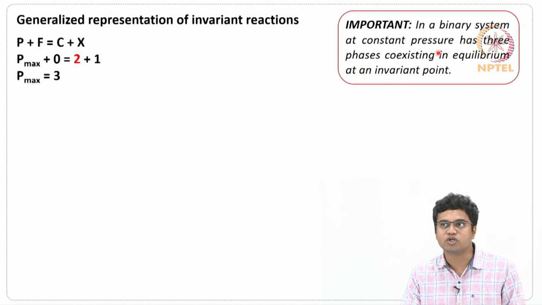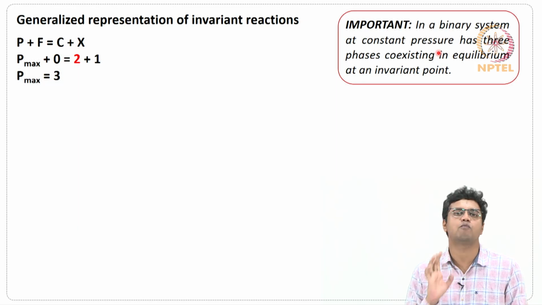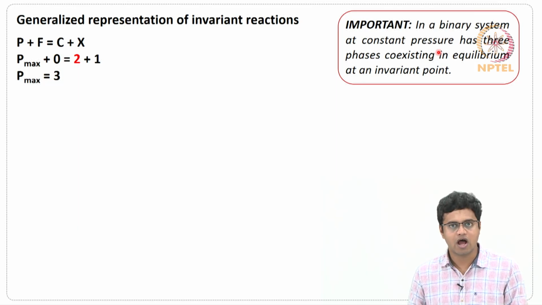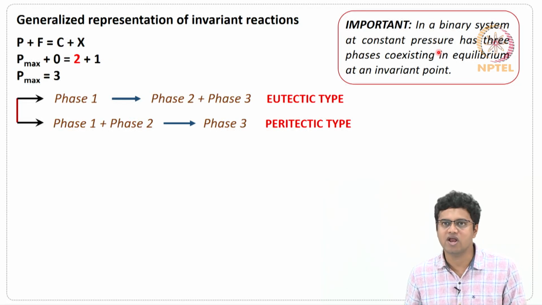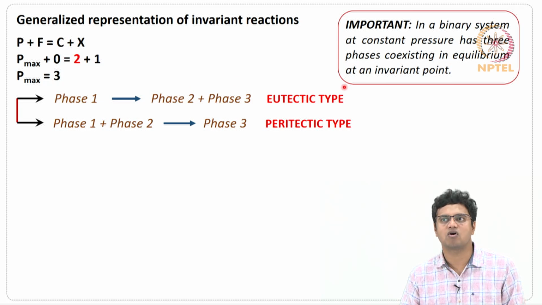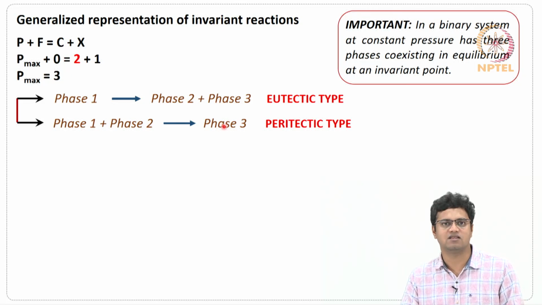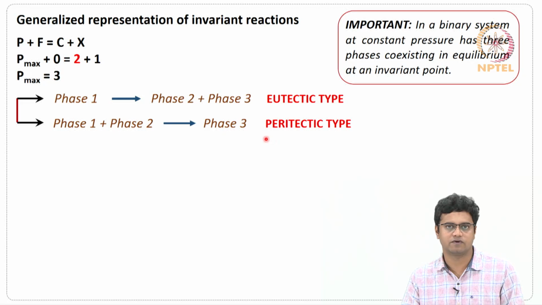Okay, the most important take-home information is this: a binary system at constant pressure has three phases coexisting in equilibrium at an invariant point. Now, if you see the reactions, we see only two formats. One is phase 1 gives phase 2 plus phase 3. These are all called eutectic type of reactions. And the second one is phase 1 plus phase 2 gives phase 3. That's a peritectic type of reaction.